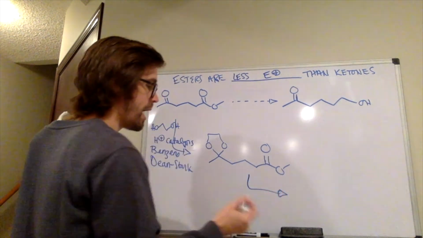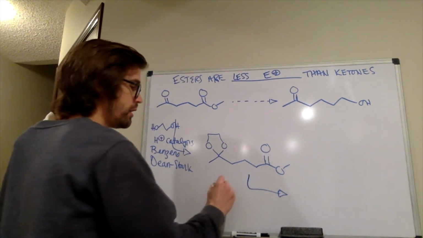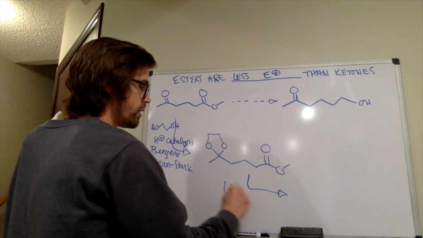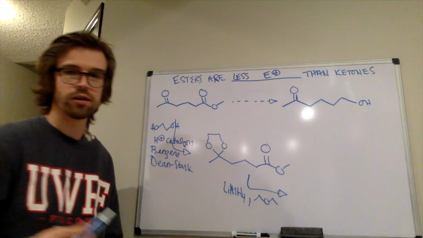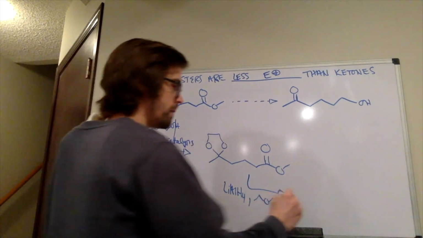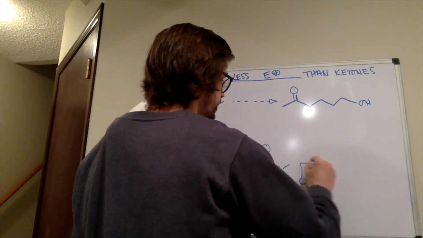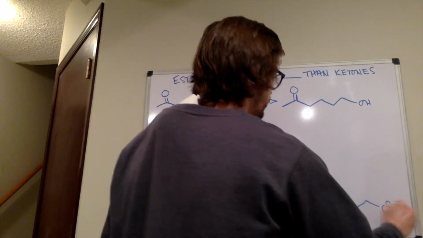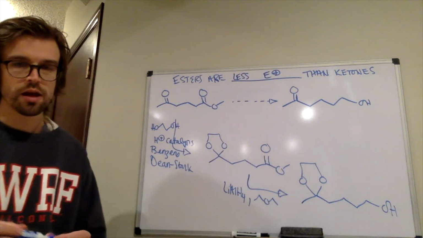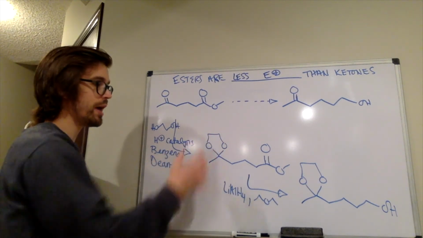The way that we do that is lithium aluminum hydride. And we will also put the solvent in there. We'll use diethyl ether, or an aprotic solvent. That would provide us with the alcohol functional group we wanted. And then we just have to remove the acetal.